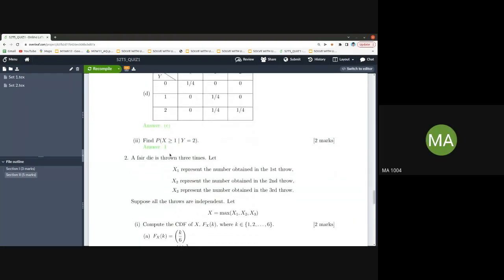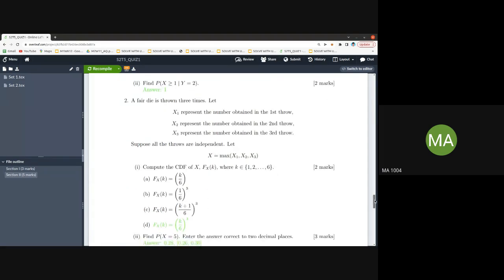And simply x means the number of heads. So when y is 2, the second one is actually head. So x will always be greater than or equal to 1. So the probability will be 1. So from there also. Okay, let's discuss this next thing.